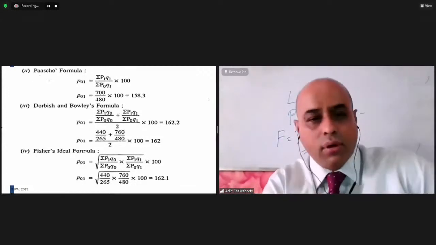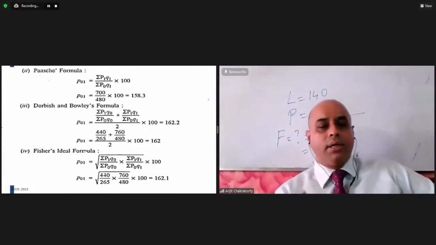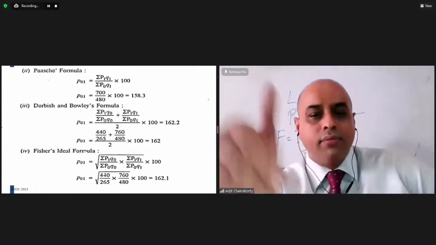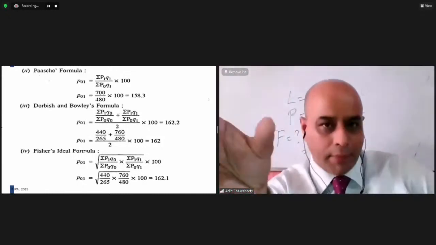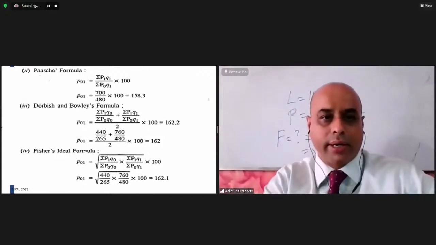And Fisher's ideal formula, you can see, is nothing but the square root, and then we multiply it by 100 so that we are able to get the index number. Okay, so that is P01 again.